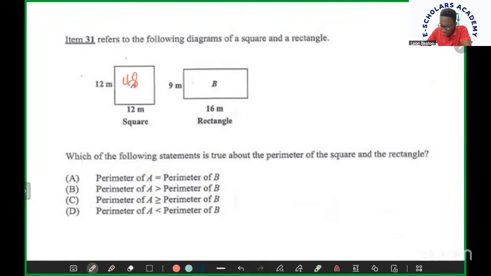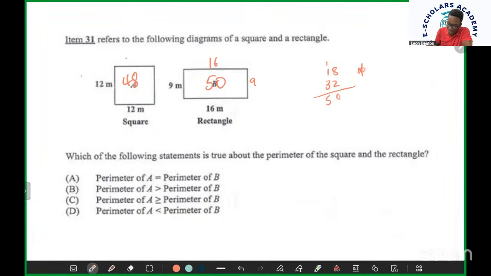And the perimeter for here would be 9 and 9 is 18, 16 and 16 is 32. So this would be 10. And this would be 50. So 50.